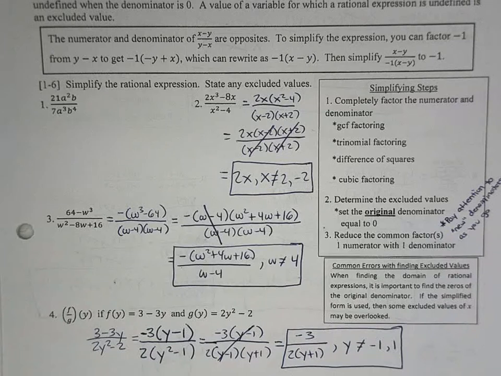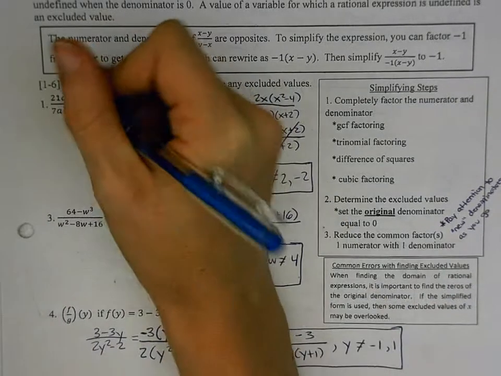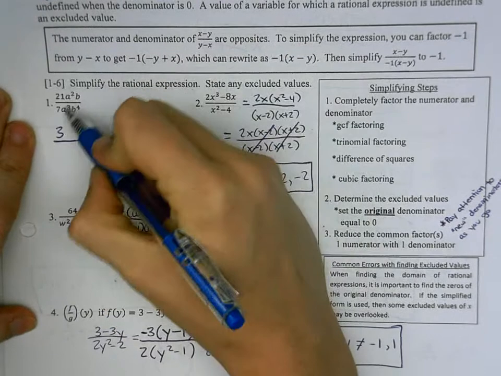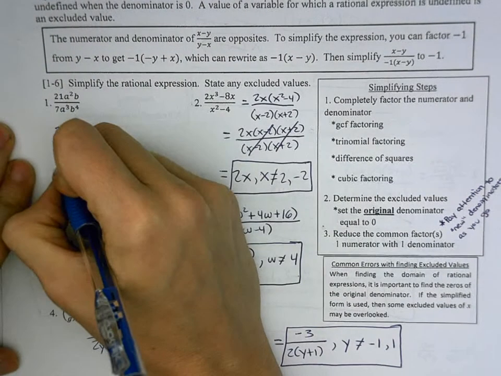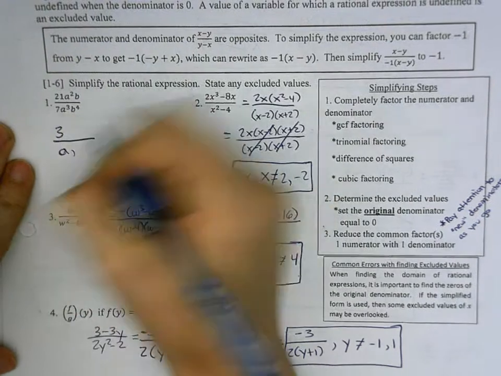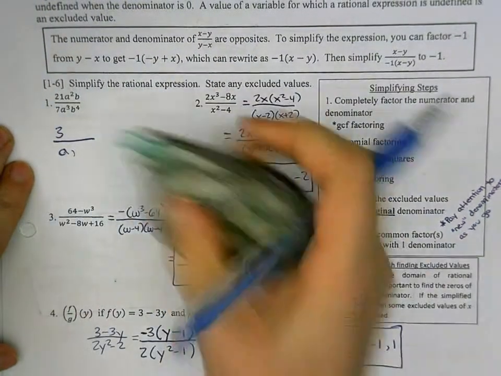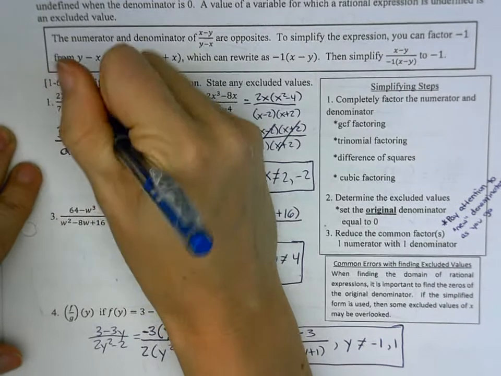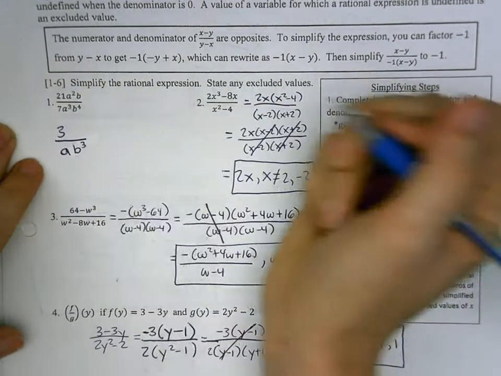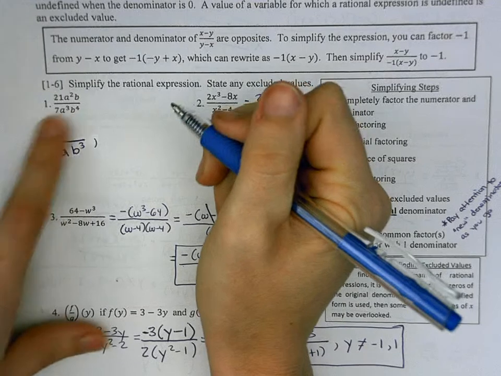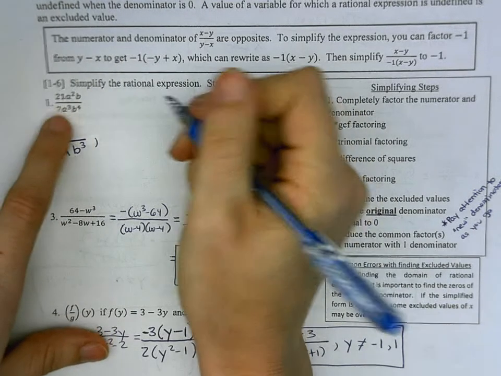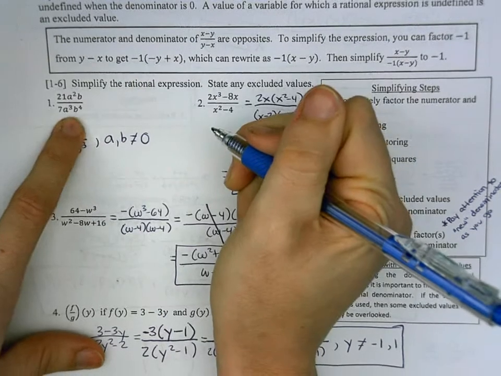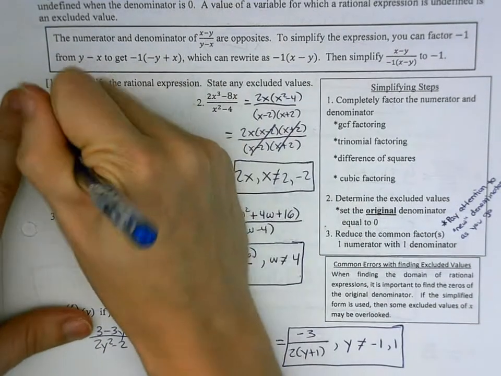Okay, 21 and 7 would simplify, leaving me with just 3. A squared over a cubed would simplify, leaving me with just a. And b over b to the 4th would simplify, leaving me with b cubed in the bottom. Okay, and actually I do have excluded values here as well. A and b, neither of them can equal 0, or else my denominator would equal 0. So you could still list excluded values there as well.